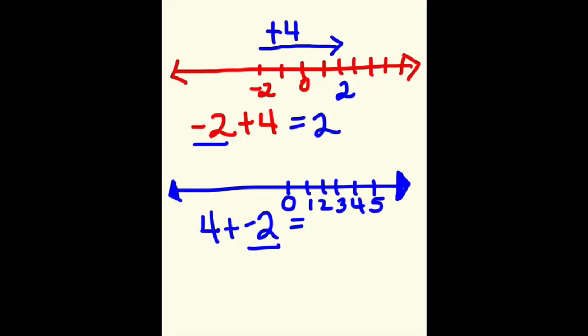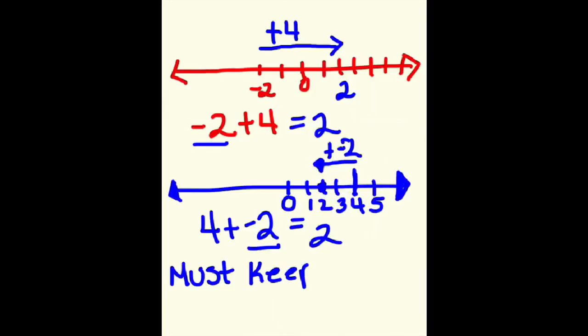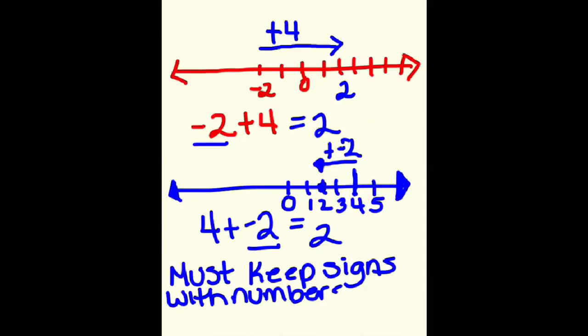We would start at 4. Okay, and we would go negative 2, or we'd go 2 units in the negative direction, plus a negative 2, and we land at 2. So it is true, the commutative property works, but we must keep the signs with the number. So let's make sure we write that. Must keep signs with numbers when we switch.